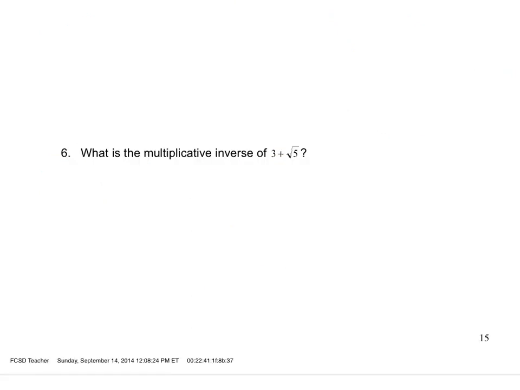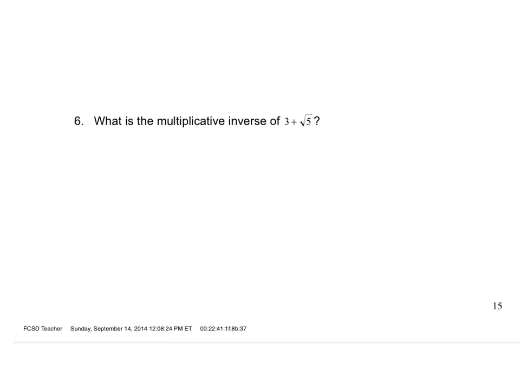Our last problem of the day. What is the multiplicative inverse of 3 plus radical 5? All right, let's talk about this a little bit. Multiplicative inverse means to flip it. So it's just like asking for the reciprocal. So if I flip it, I'm going to end up with 1 over 3 plus radical 5.